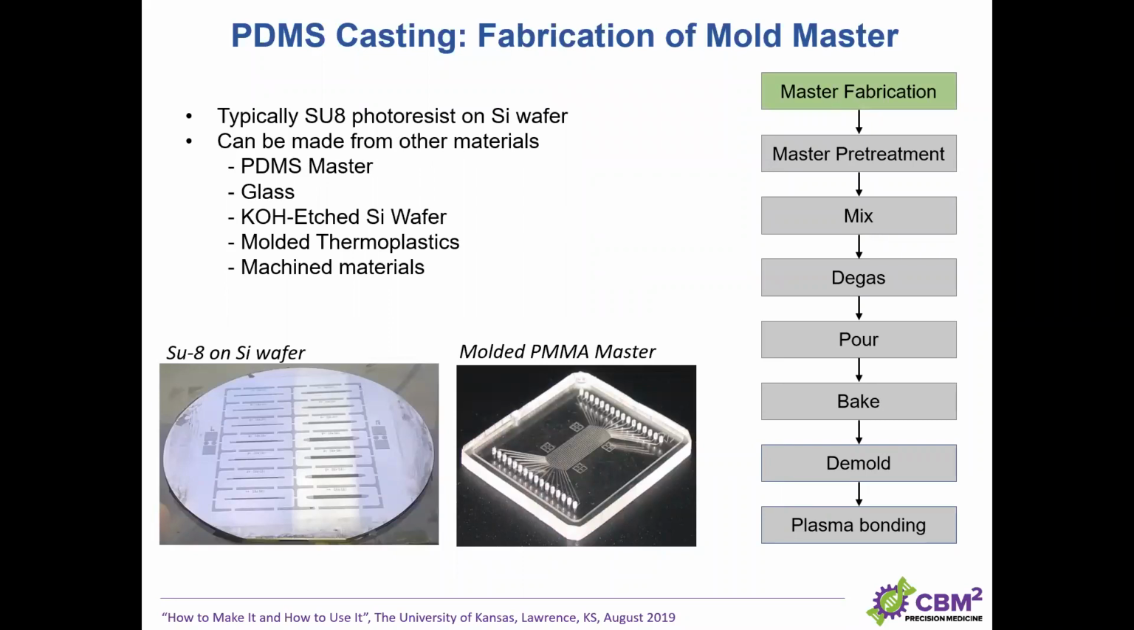Practically, most of the masters for PDMS casting are photolithography-patterned SU8 photoresist on a silicon wafer, for example here. But we can also make the masters from different materials and techniques. Here's the example I mentioned in my earlier talk, a master that's made with PMMA. The advantage of this one was that in addition to the microfluidic part, it also had the macrofluidic port. So after casting, you didn't have to punch out all those 32 holes.